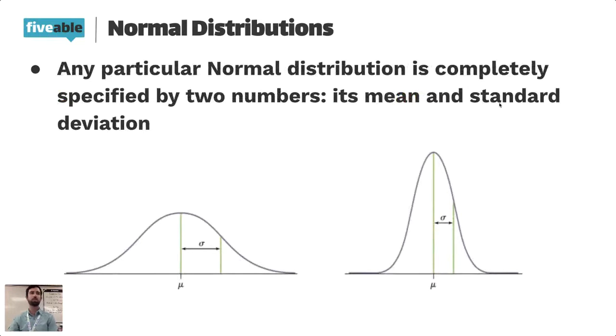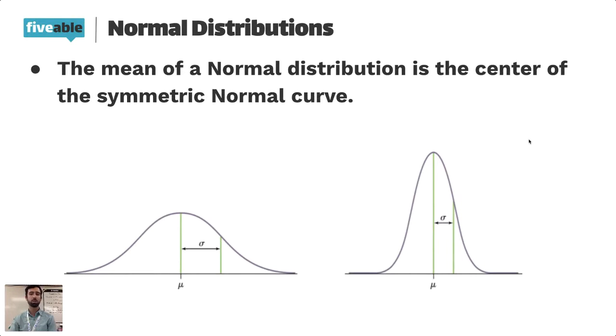Any particular normal distribution is completely specified by two numbers, its mean and standard deviation. So once again, those are going to be the two most important things moving forward with a normal curve. And the mean of a symmetrical distribution is at the center. We talked about that last stream. But the average is going to be right at the middle of our distribution.